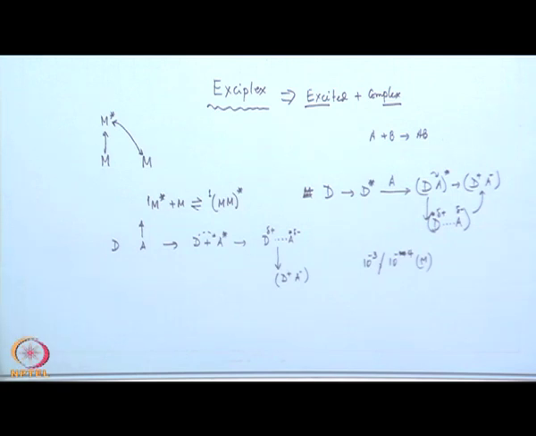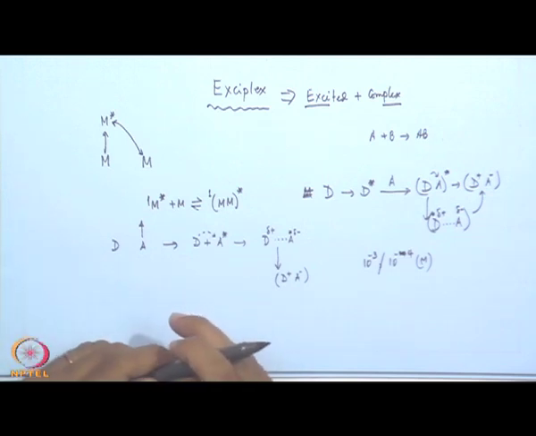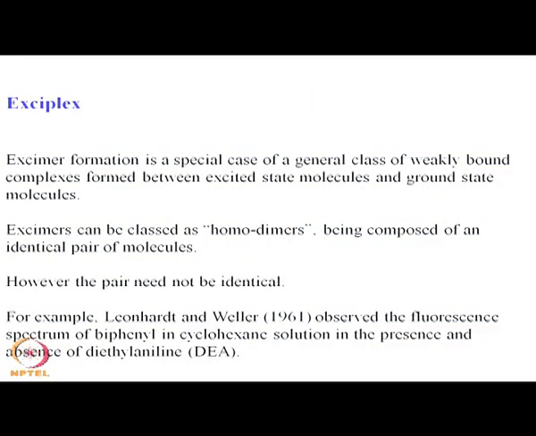Okay. So, excimer formation is a special case of a general class of weakly bound complexes formed between the excited molecule and a ground state molecule. Excimers can be classified as homodimers, being composed of identical pairs. Exciplex can be written as a heterodimer or a heteroexcimer. But in case of exciplex, the constituents in a pair need not be identical.